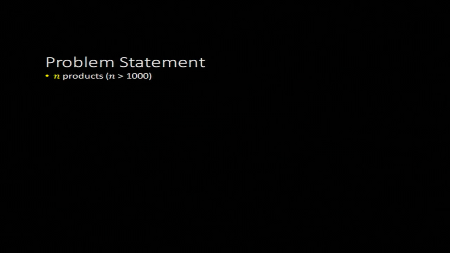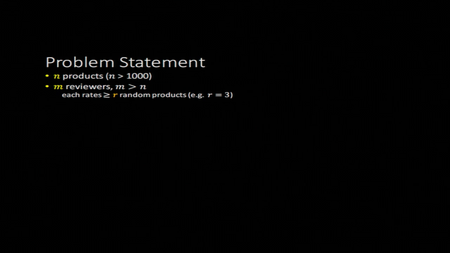So we have N products. We have M reviewers, where M is larger than N, and where each reviewer is going to rate at least R random products. And throughout this talk, we're going to be working with Boolean ratings, so a reviewer rates a product just by saying whether they think it's good or bad. Additionally, we're going to be thinking of N as fairly large, so N is greater than 1,000, and R is pretty small. R is only going to be, say, 3 or 4 products.